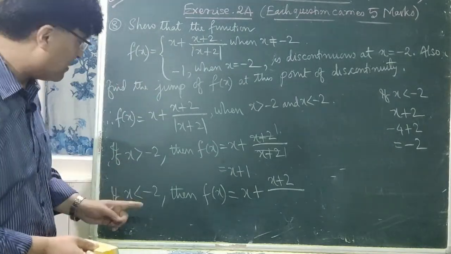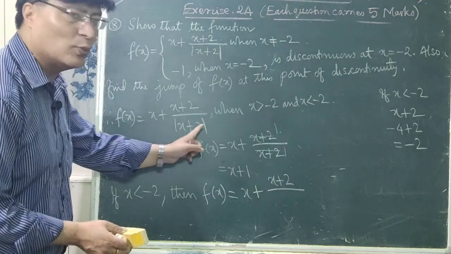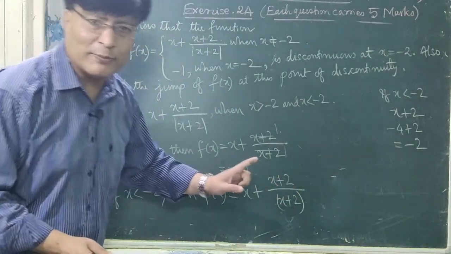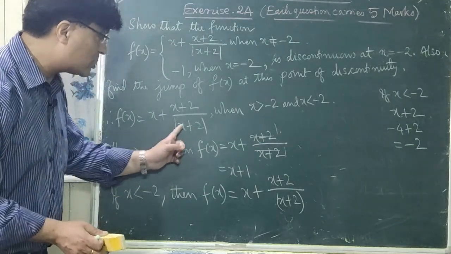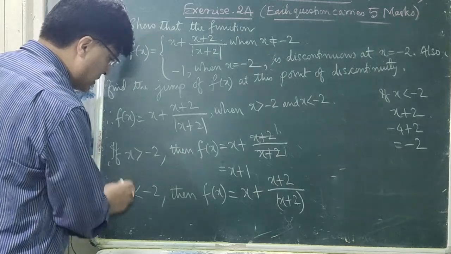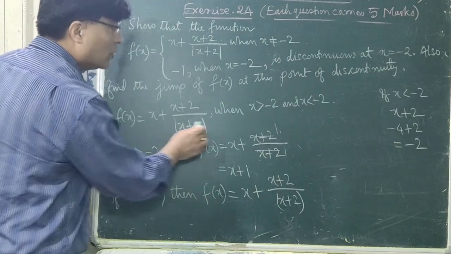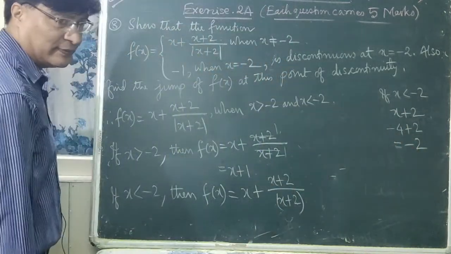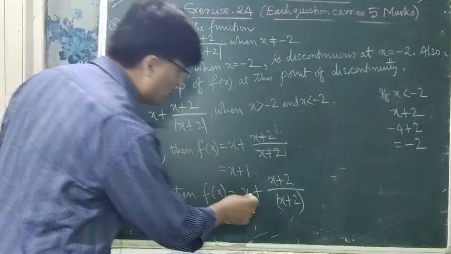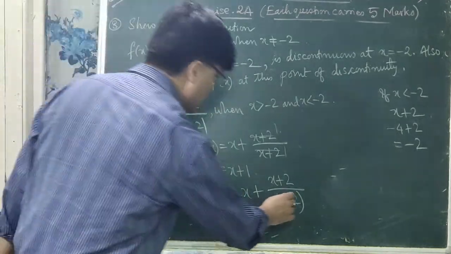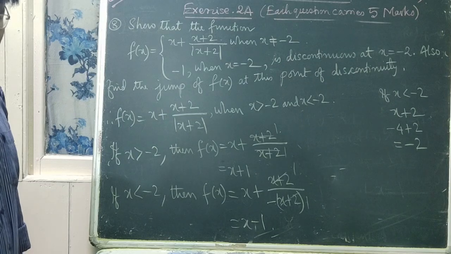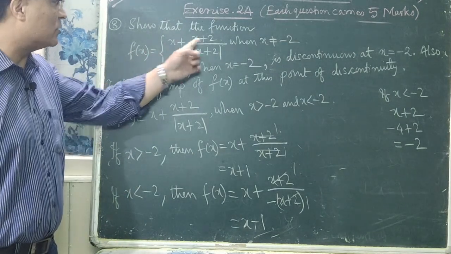So if x is less than minus 2, then x plus 2 will be negative. But if you write only x plus 2, it will be negative. But you have to make it positive, isn't it? So if x is less than minus 2, then x plus 2 is always negative. So if you write only x plus 2, this will be negative, but you have to make it positive. To make it positive, write a minus sign out here. Is that clear? So here x plus 2 gets cancelled, which is equal to, this is your x minus 1. Is that clear now?